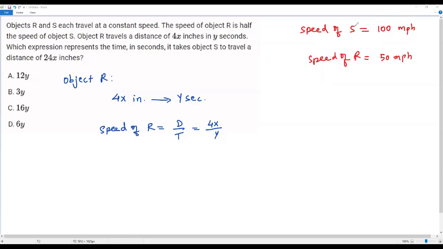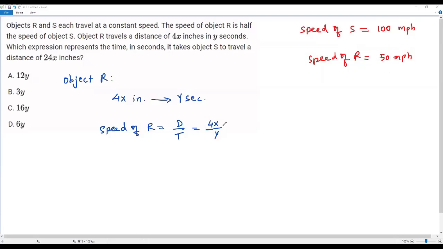Now let's think about this example in a reverse way. That is, I know the speed of object R. So from the speed of object R, if I want to get the speed of object S, what should I do? I have to multiply the speed of R by 2 so that I'll be getting the speed of object S. So from this we can understand, if the speed of object R is half of the speed of S, then the speed of object S is 2 times the speed of object R.